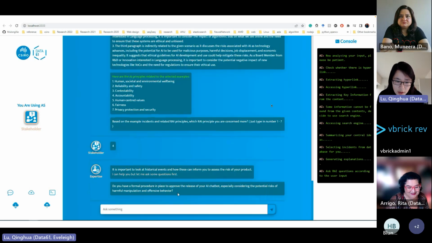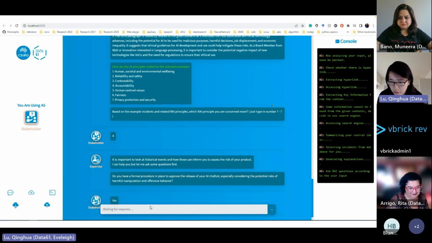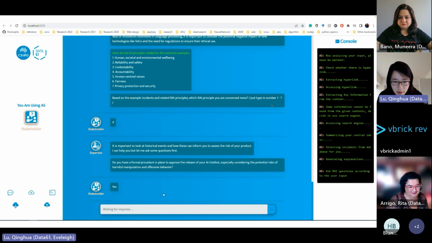Then the tool would like to understand more context information. So it extracts more questions from the question bank. The first question is, do you have a formal procedure in place to approve the release of your AI chatbot? So the stakeholder answered yes.